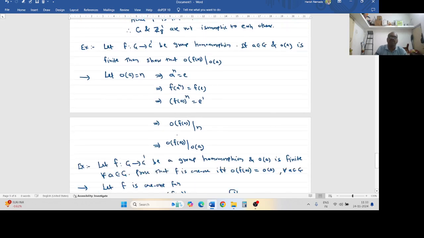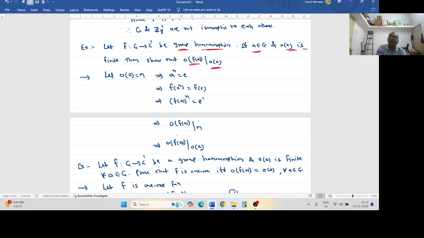Then we have next example. Let f from G to G dash be a group homomorphism. A belongs to G. Order of A is finite. Then show that order of f of A divides order of A. म्हणजे order of f of A ही order of A च्या पटीमध्ये असेल कुठेतरी.